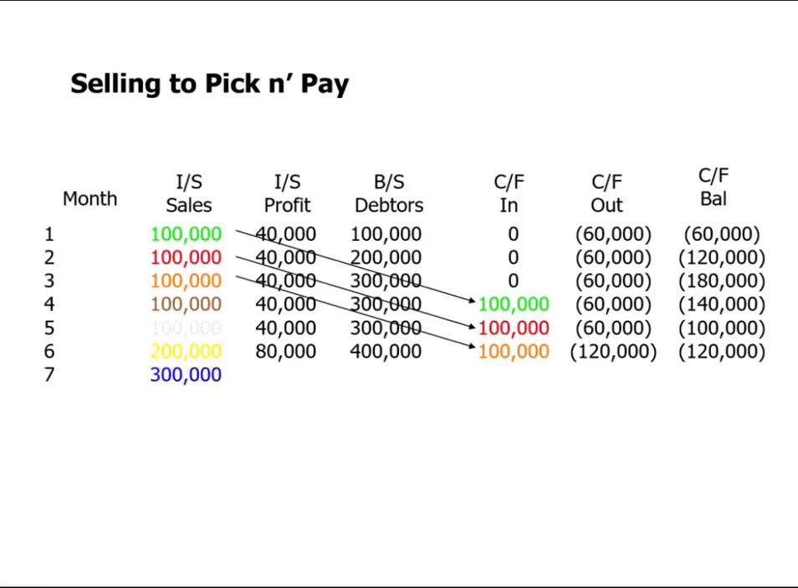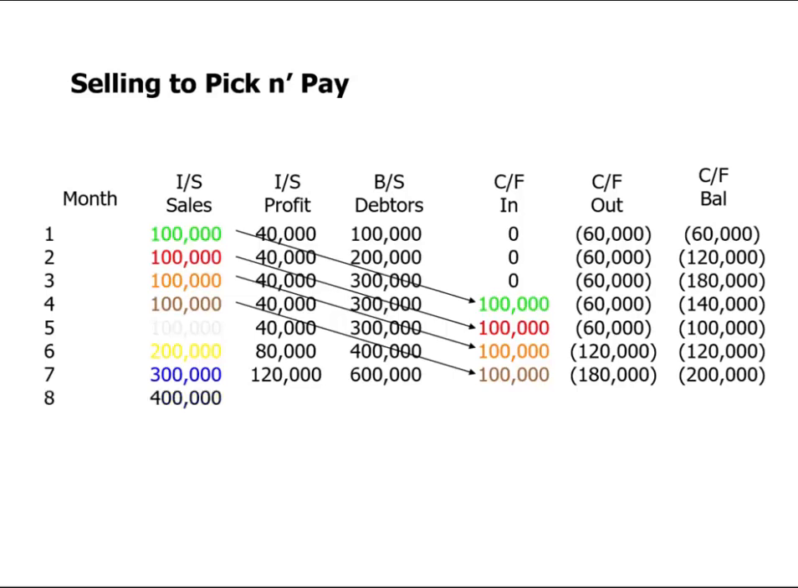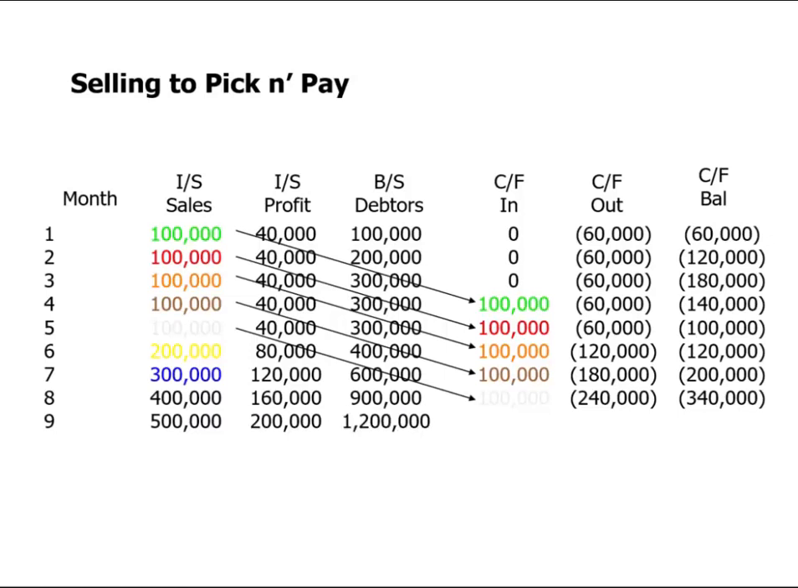Let's see what happens in month 7. 300,000 Rands worth of goods, more profit, bigger debtor book, still only getting 100,000 Rand in, having to pay the suppliers, worsening cash flow. The same happens in month 8, and the same happens in month 9 as we increase these sales up to 500,000 Rands.